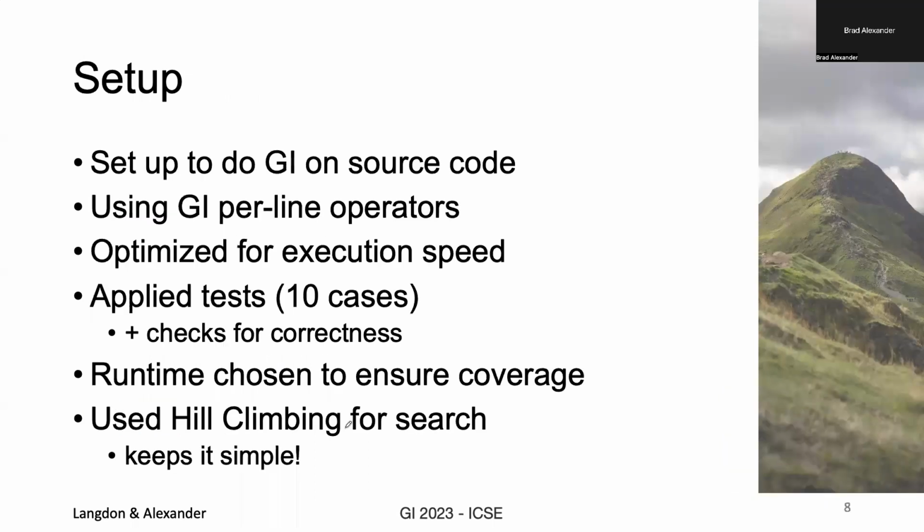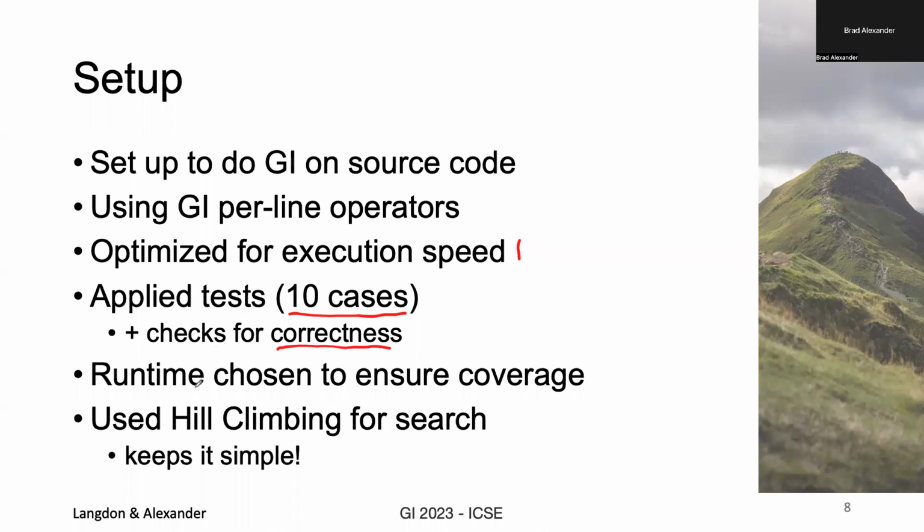So we want to improve the performance of both of these applications in converting longitude and latitude coordinates to geospatial coordinates. And so we do the setup to do GI on source code. This is C source code. And we're going to use GI per-line operators. These operators include line deletion, line insertion, and line replacement. So really simple setup. We optimize for execution speed, but of course we still need to maintain correctness. We apply 10 test cases during evolution. And of course we have holdouts that we apply to make sure that it's correct.